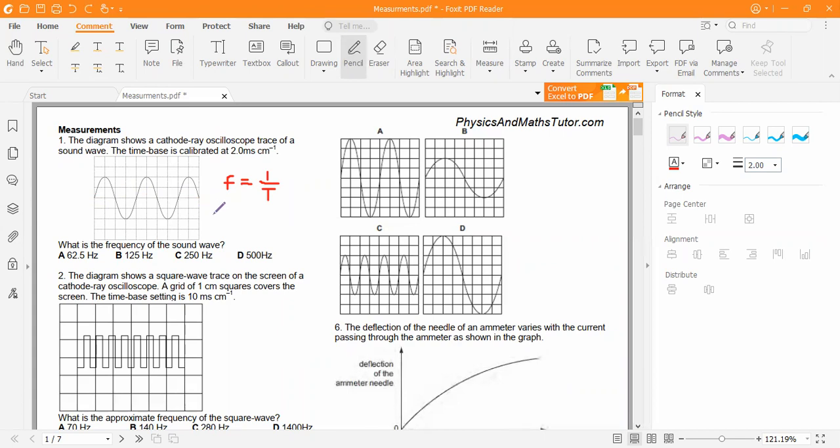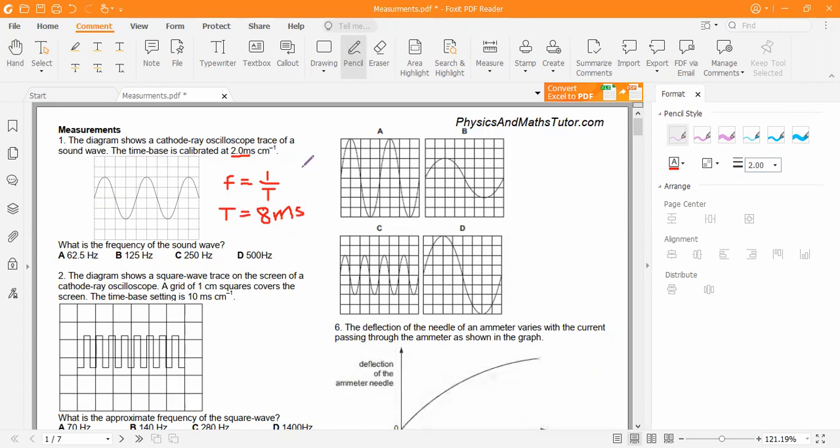That basically means 1 centimeter is 2 milliseconds. So four blocks means 4 centimeters, which is 8 milliseconds. We'll multiply this with the total centimeters, so the ratio, this will give me 8 milliseconds. Clear? This is the time period of this wave.